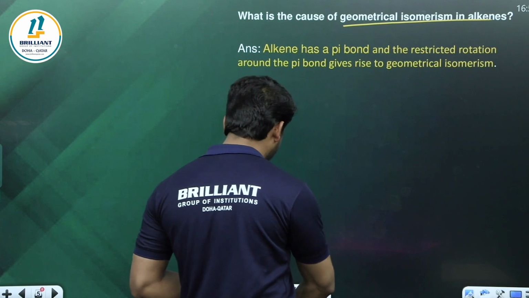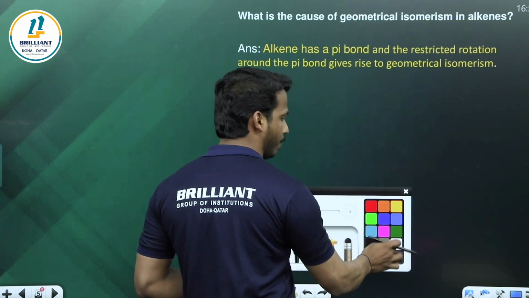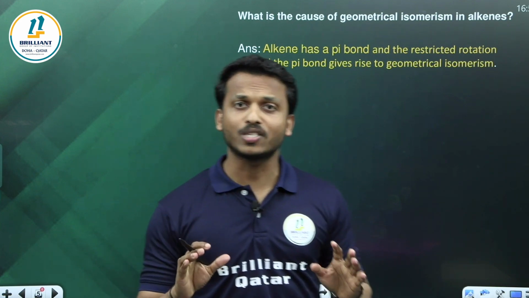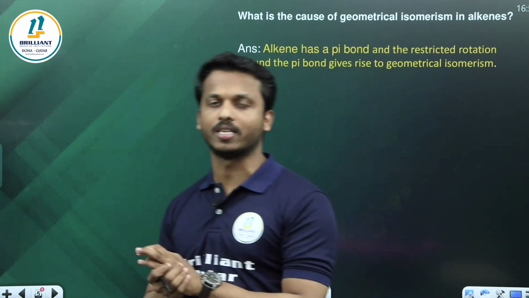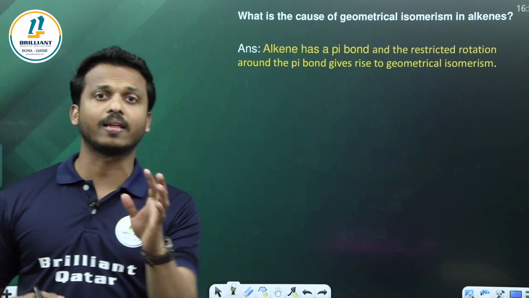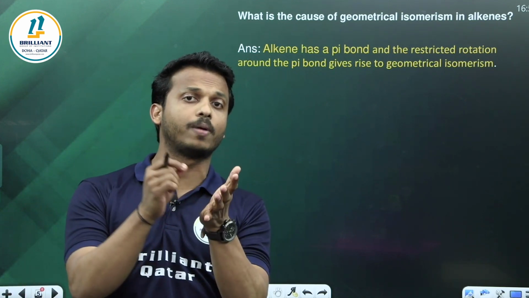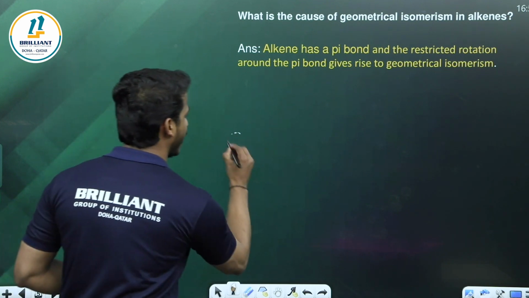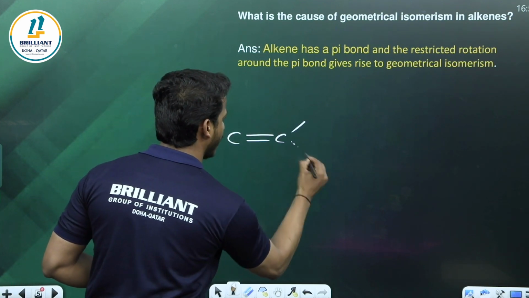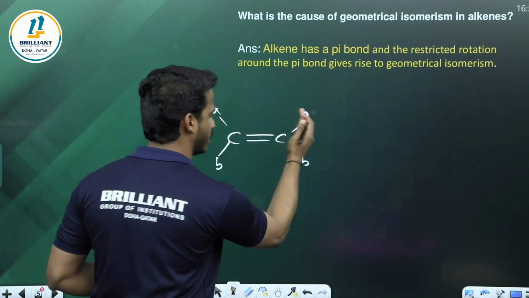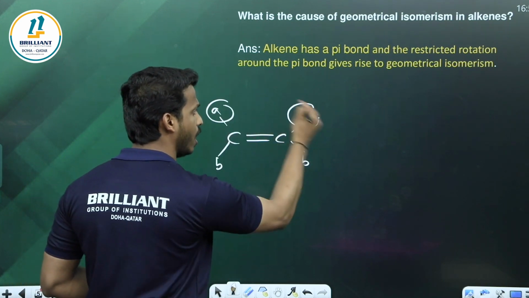Actually, we discussed in detail in the chapter hydrocarbon regarding geometrical isomerism. Geometrical isomerism means cis-trans isomerism. It is given only by alkene, because of the restricted rotation about the carbon-carbon double bond. While drawing cis and trans, suppose this is A, B, B. Same group on the same side, we call cis form.